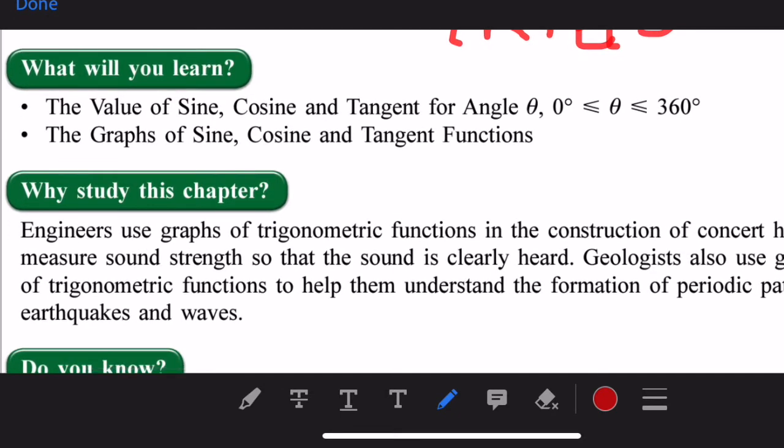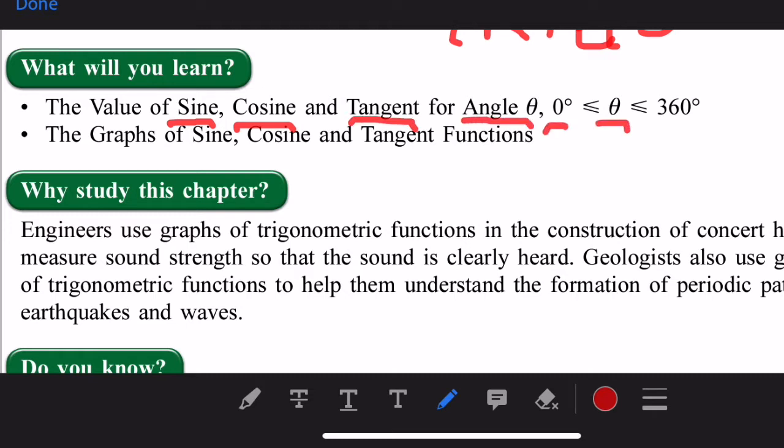So what will you learn for this topic? The value of sine, cosine and tangent for the angle theta, and the theta is from 0, inclusive of 0, to 360 degrees, one circle. The graph of sine, cosine and tangent functions. So the graph is quite interesting.